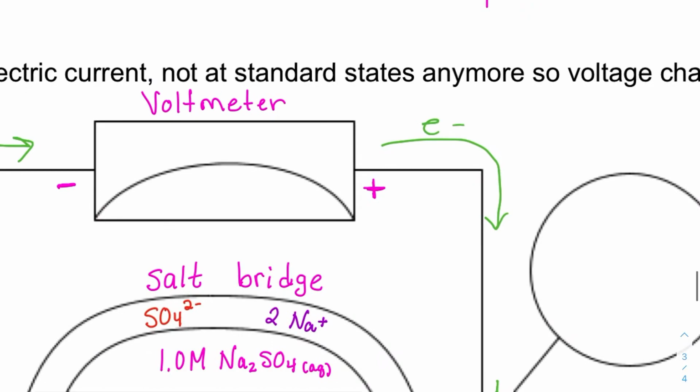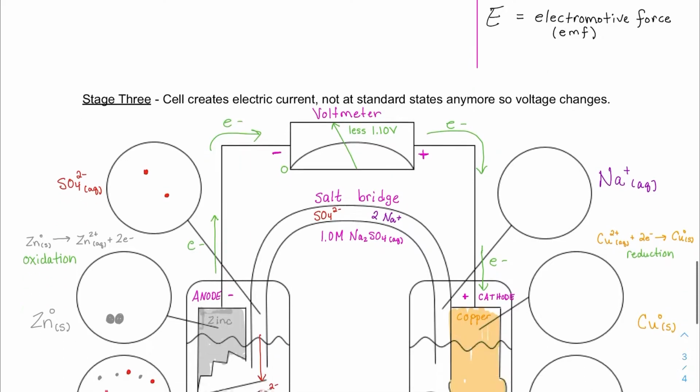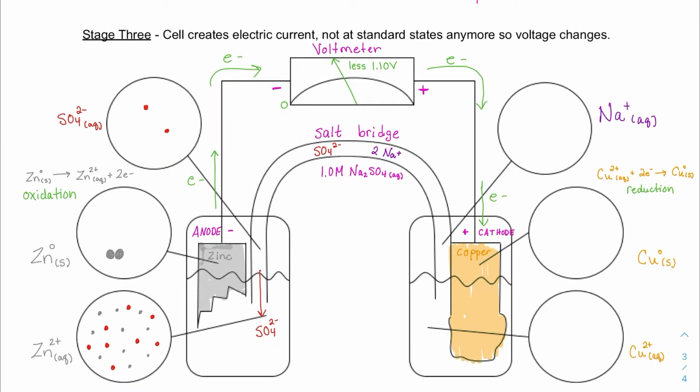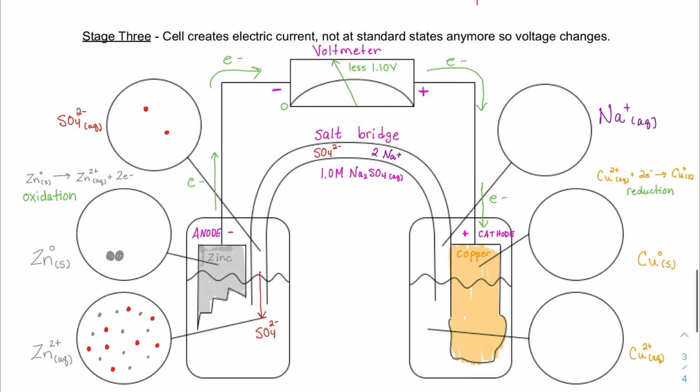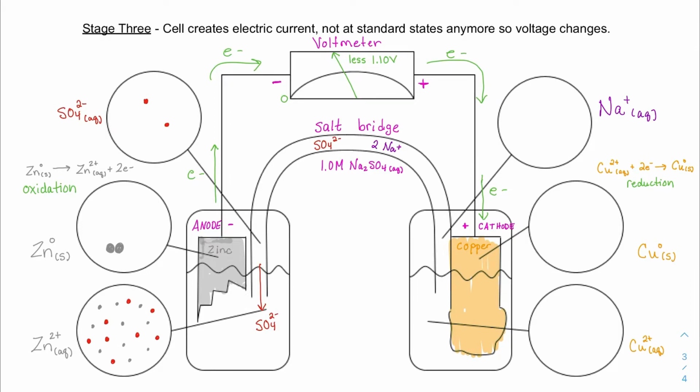Now, we are going to see that we are not really at 1 molar anymore, and the voltmeter should start to read a little less than 1.1 volts at some point while this is operating. And then in the fourth video, we'll talk about what happens when you're really far from standard states. But let's keep going with just saying we're starting to leave standard states behind.